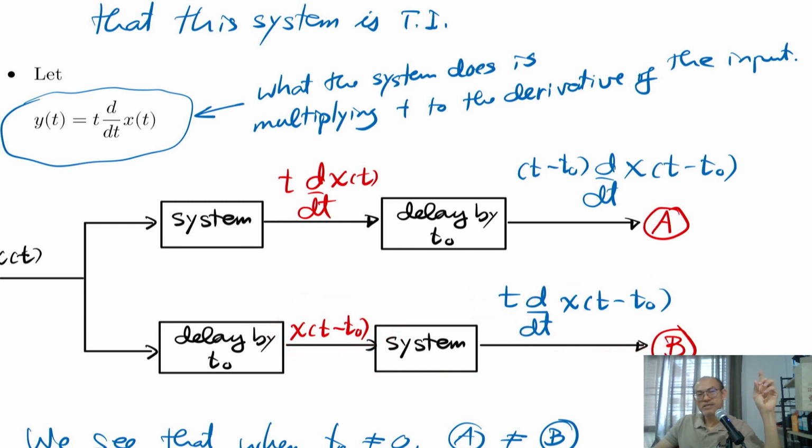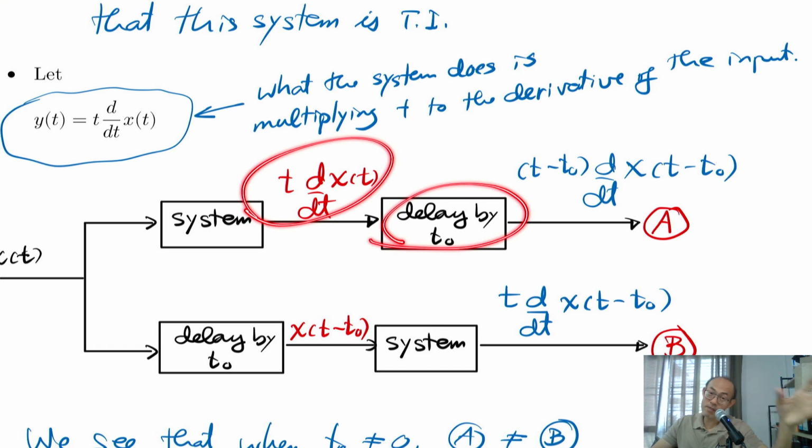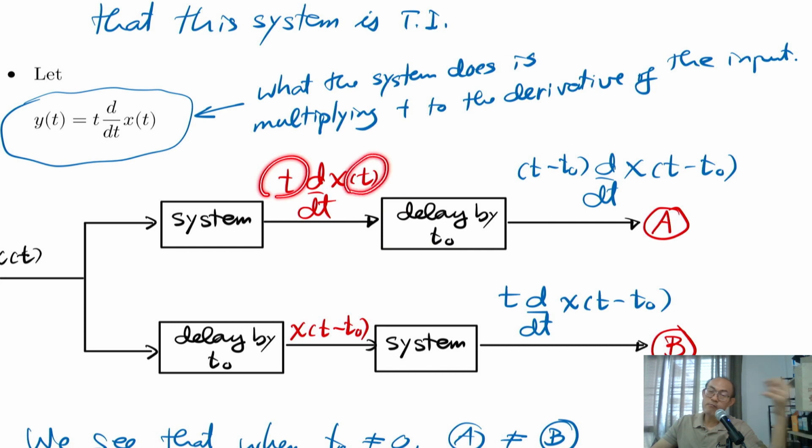Okay, so it is not multiplying by t minus t0. It multiplies by t. But in the upper path, this is not the system. This is just a delay. Whatever the signal here is, it will be delayed by t0. To delay by t0, we look at wherever t is and plug in t minus t0. There are two t's here, so we plug them all in like this. And you see that these two are not the same. So the system is not time invariant. You got that?